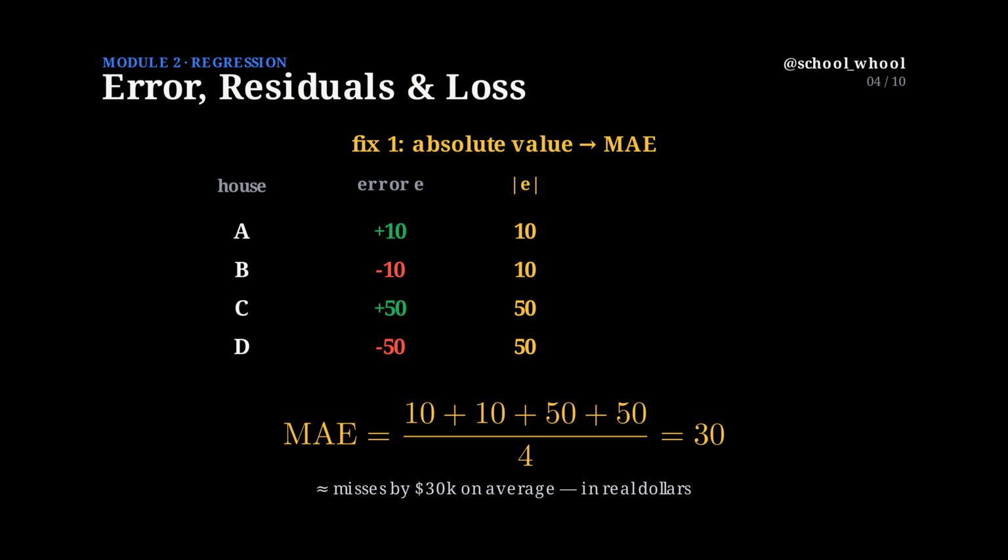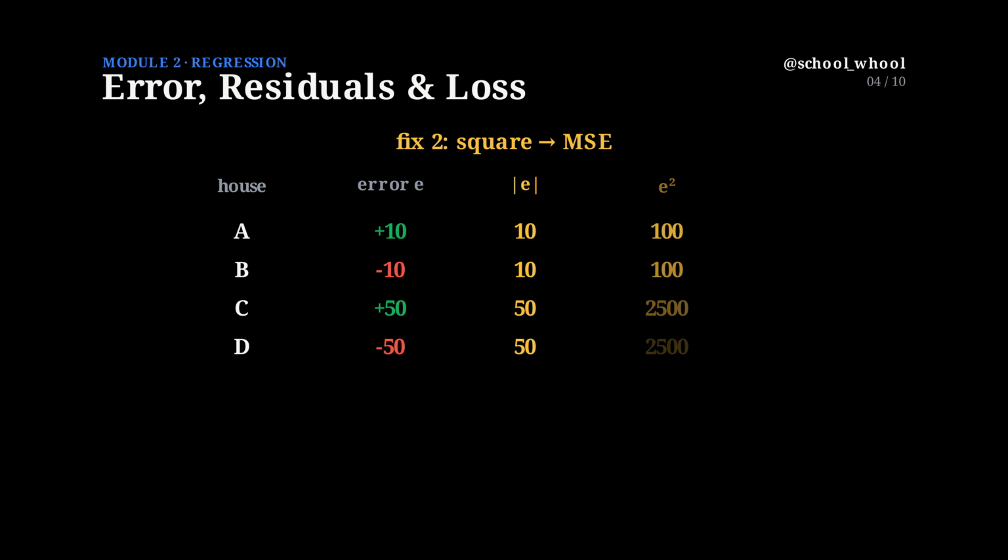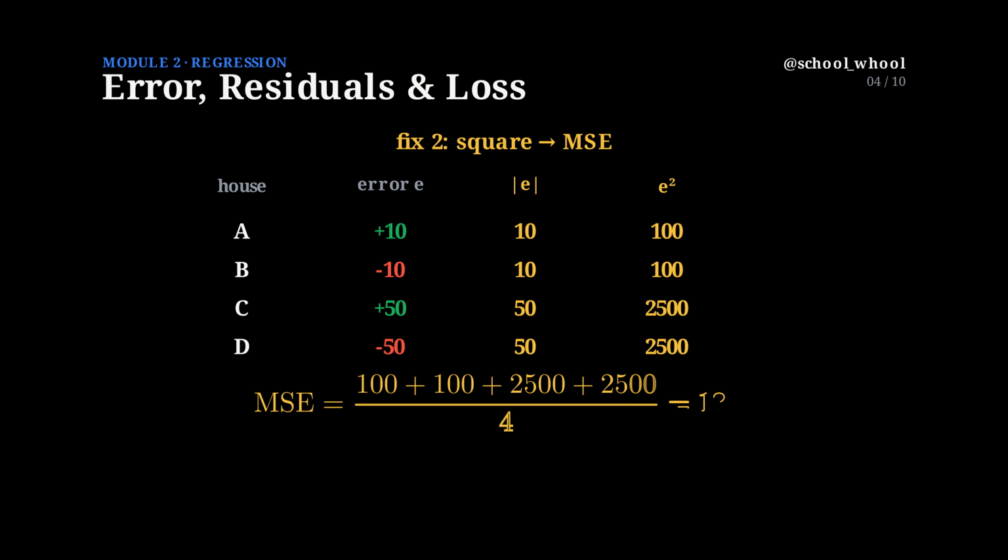The second way is to square each residual. Squaring also removes the minus sign, but it does something extra. Big misses become much bigger. Average the squares and you get the mean squared error, MSE. Here it is 1300, but the units are now dollars squared, which is hard to picture.